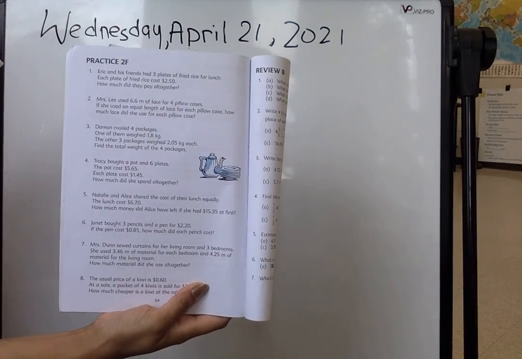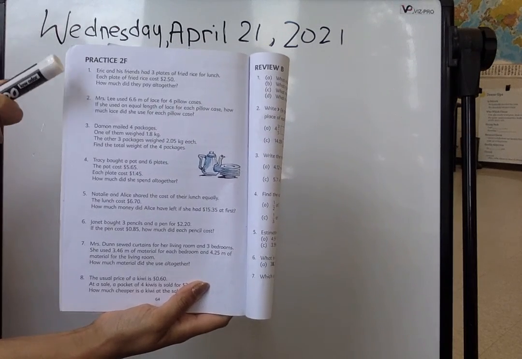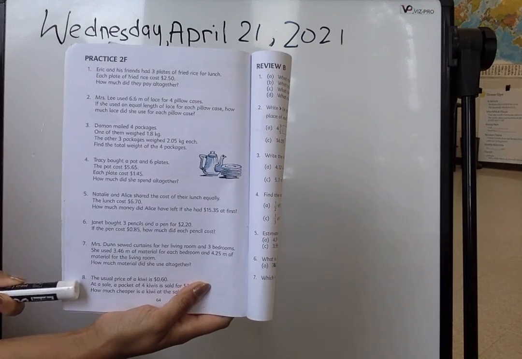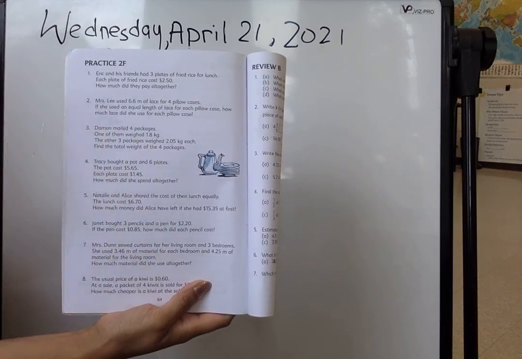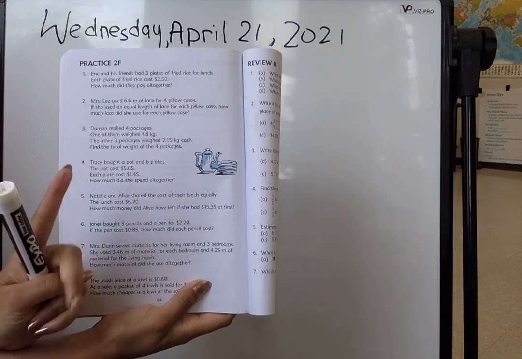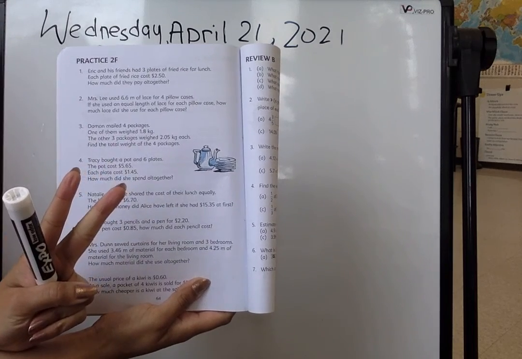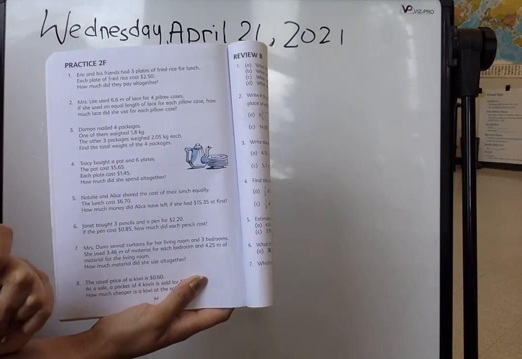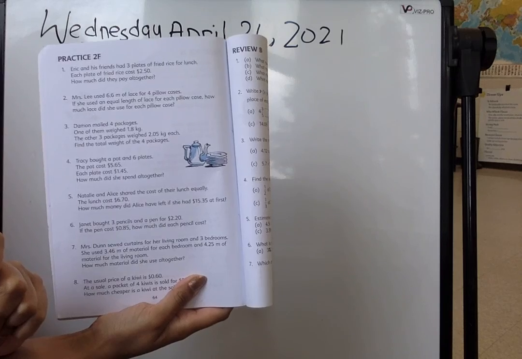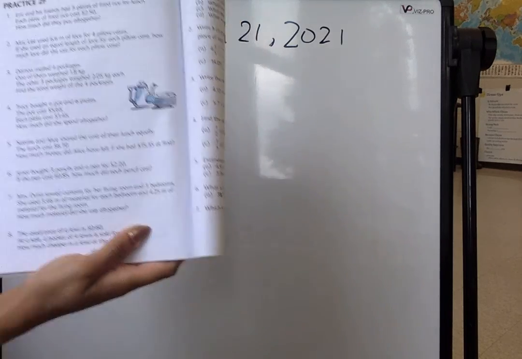Okay, so let's go ahead just like we do normally. I'm going to do each question with you. If it's a two-part problem, I do the first part with you and you do the second part on your own, then you go ahead and check your answers from your answer key. Okay, so let's get started.